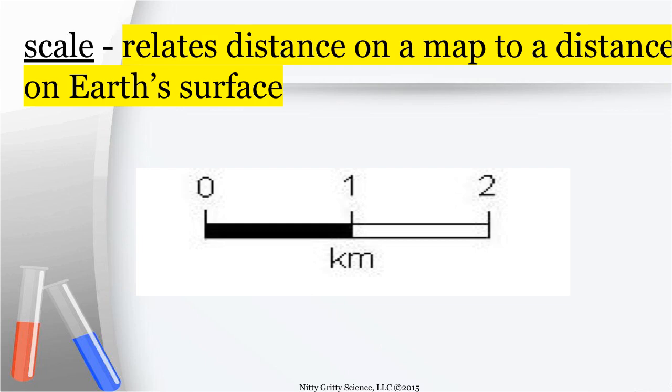Another thing that you see on a topographic map is a scale. The scale tells you the relationship between the distance on a map and the distance on the Earth's surface. For example, in this picture, this is not that far of a distance on the map, maybe like an inch or so, but in real life, on the Earth's surface, that's 1 kilometer, which is a little bit less than 1 mile, okay?